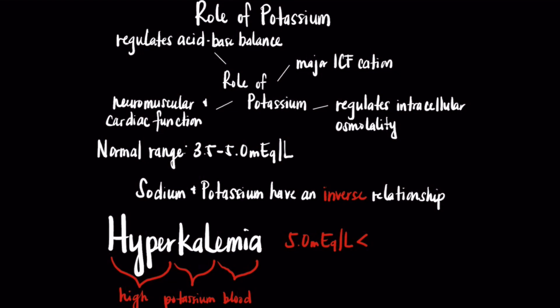It's important to note that sodium and potassium have an inverse relationship, meaning that when there is a high potassium in the blood, sodium is typically low and vice versa. If we break down the word hyperkalemia, we have hyper meaning high, kal denoting potassium, and emia meaning blood, which ultimately means high potassium in the blood. Hyperkalemia is any potassium level higher than 5 milliequivalents per liter.